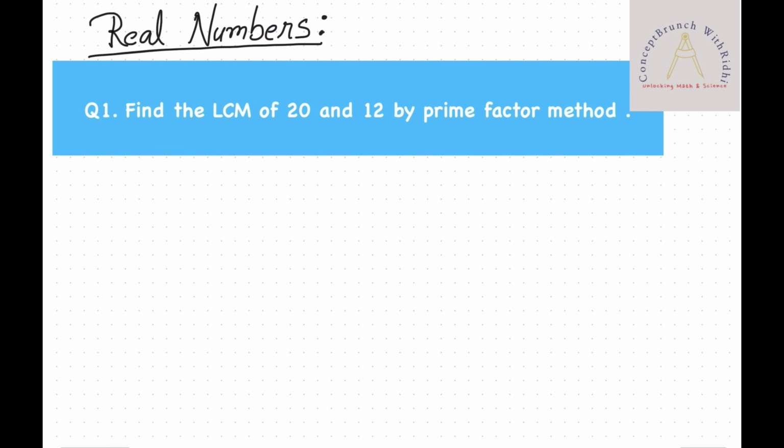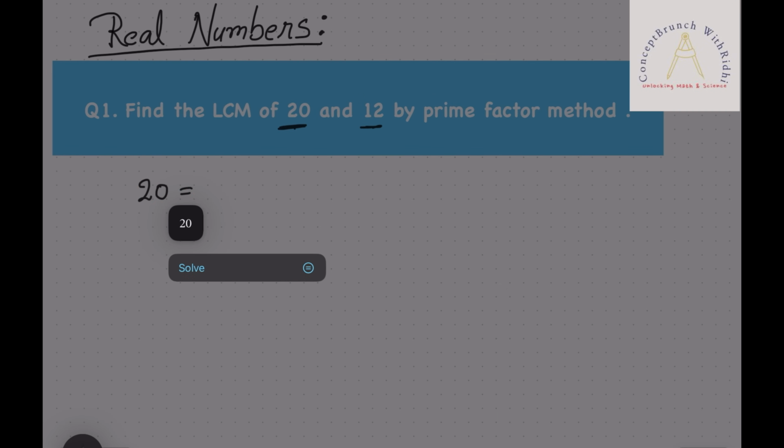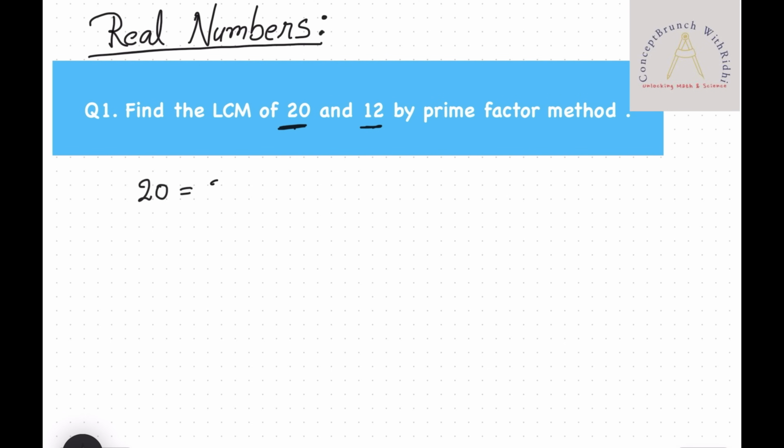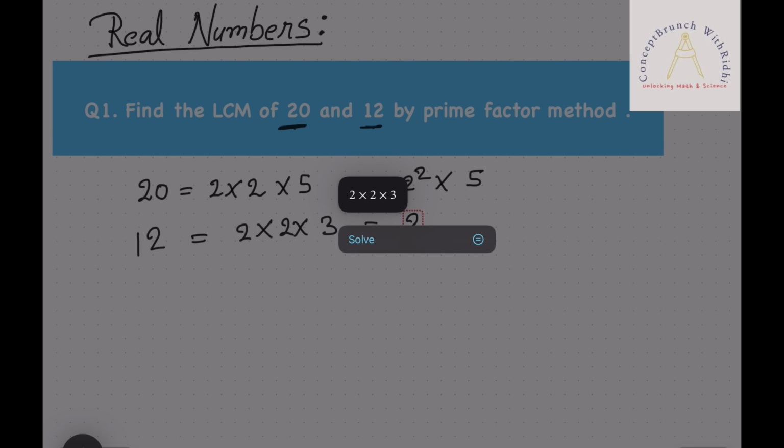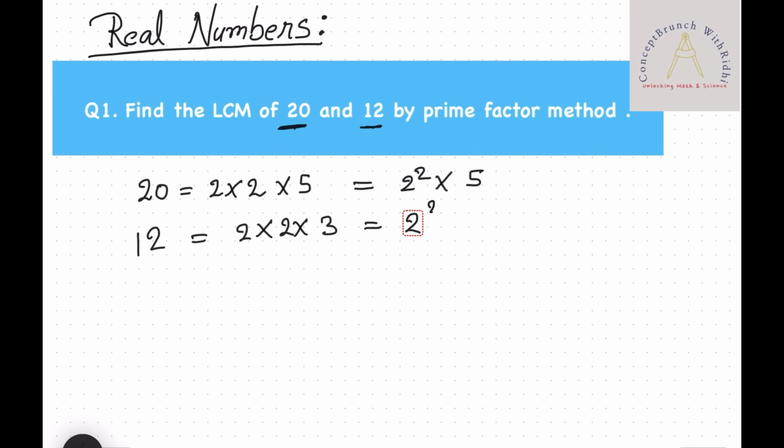So what do we have to do? We have to find the prime factorization of 20 and 12 one by one. First, let's do 20. You can use the tree method also, or simply write 2 times 2 times 5, so it is 2 square times 5. Similarly, we can find it for 12. We can write 2 times 2 times 3, which is 2 square times 3.